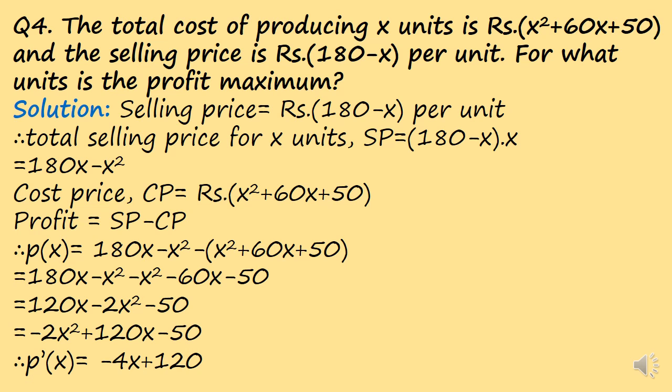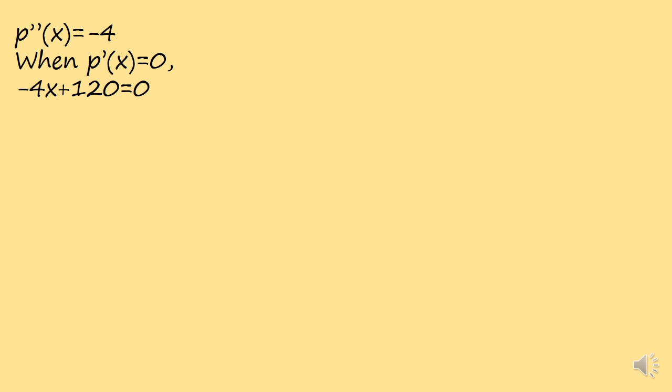Then, as usual, P(x) is the function to be maximized. So first we find p dash of x, that is the derivative of P(x), which turns out to be minus 4x plus 120. Then we find p double dash of x, that is the second derivative, which is minus 4. And then we put p dash of x as 0 as usual. Thus we get minus 4x plus 120 equal to 0. Thus x turns out to be 30.